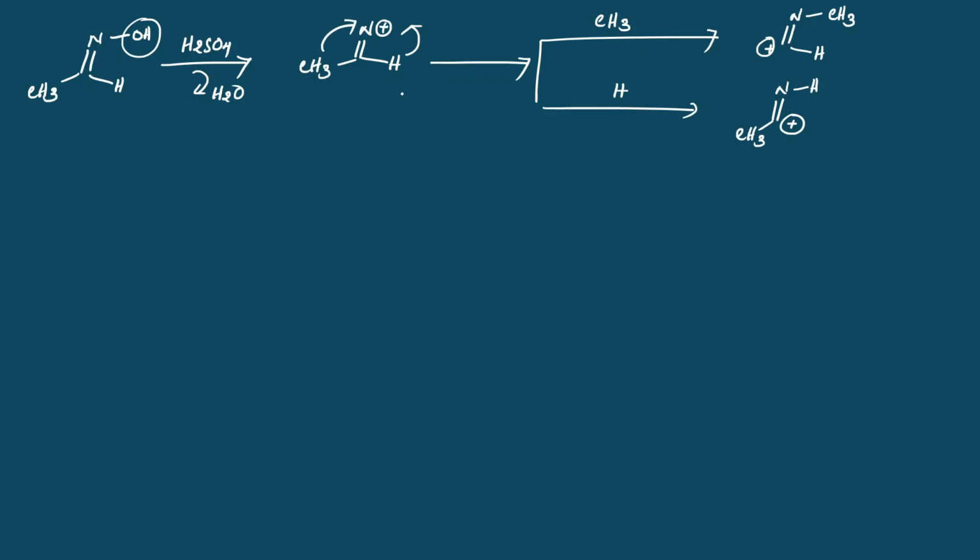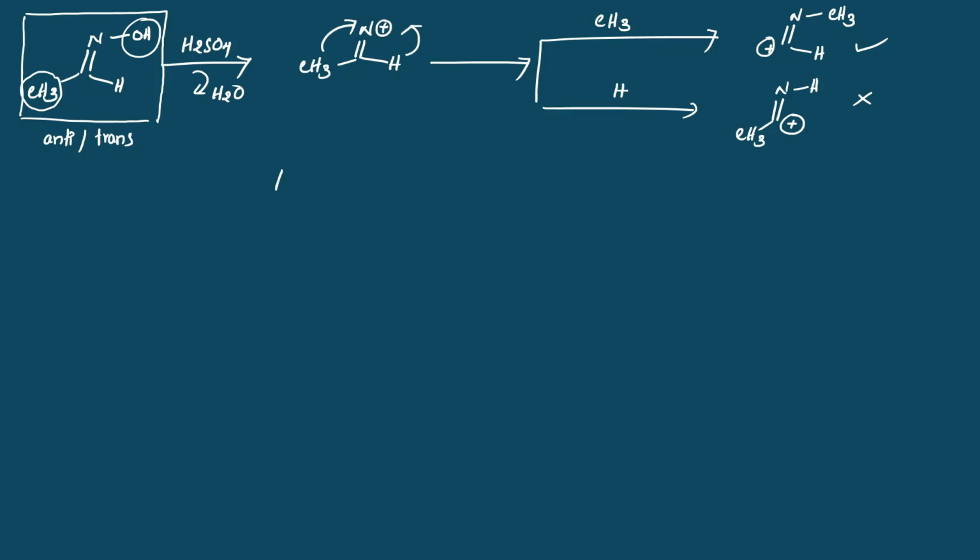So if your oxime is unsymmetrical and you have to understand which of these groups is migrating, you have to see the stereochemistry of your starting material. If the stereochemistry of the OH is mentioned, then the migration will happen to the group that is anti to the OH. We can call it anti, or we can even call it trans. So if the stereochemistry of your starting material is mentioned, then the migration will happen to the group that is anti to the hydroxide group. So in this case, this will be the pathway.